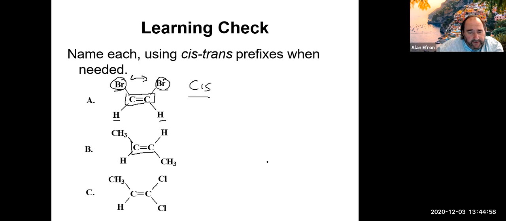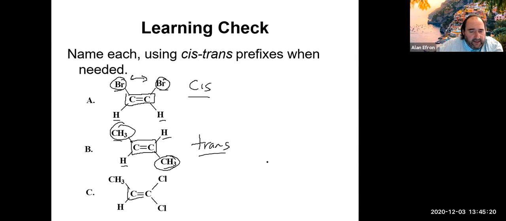Coming down here, there's our double bond. This guy and this guy, which is a group, are different. This one and this one's a group that's different. Our methyl group's the same on opposite carbons, and in this case, they are actually on opposite sides of the double bond. So that would be a trans in this case.